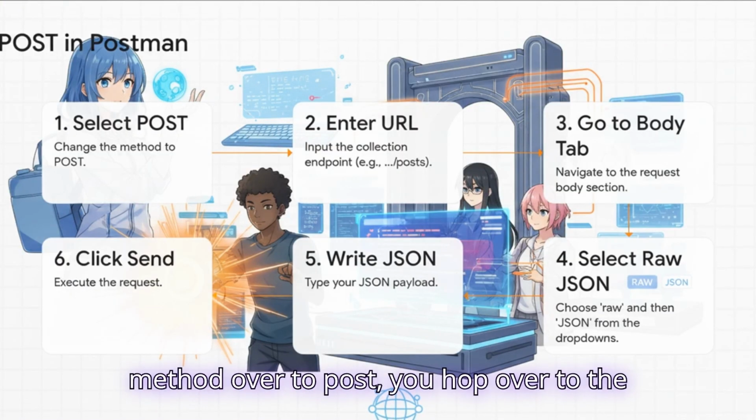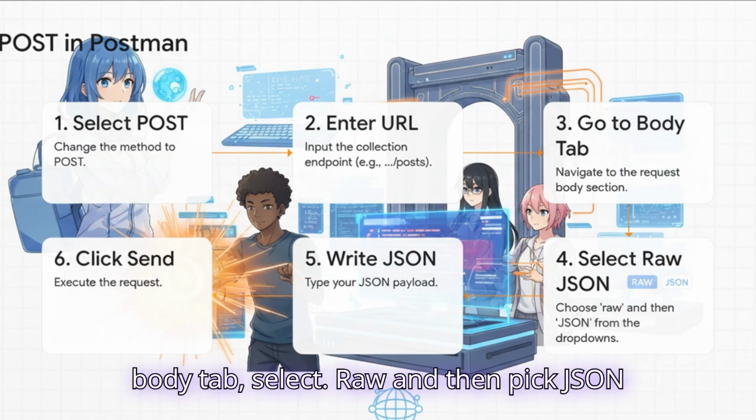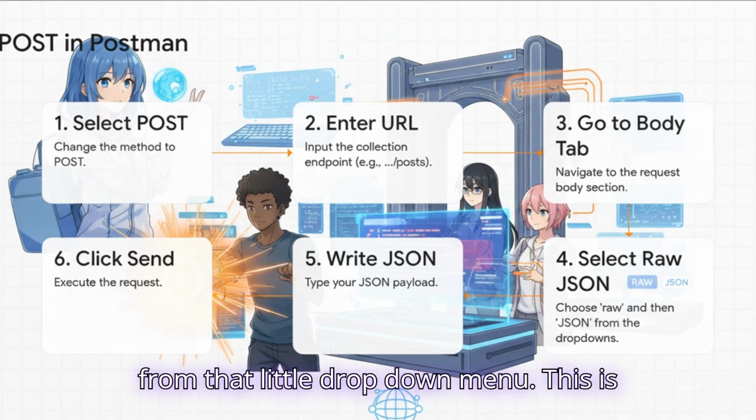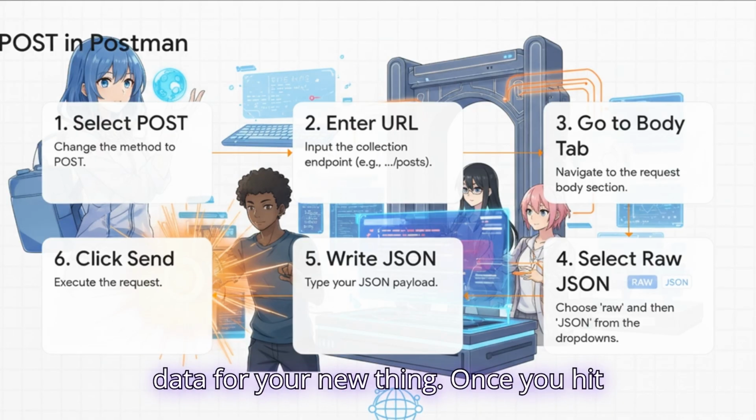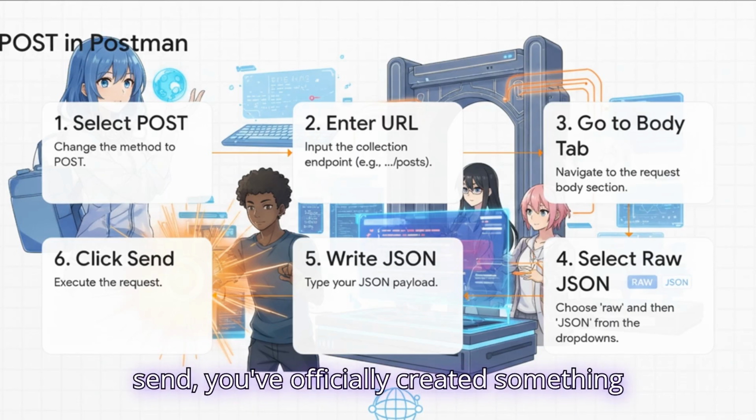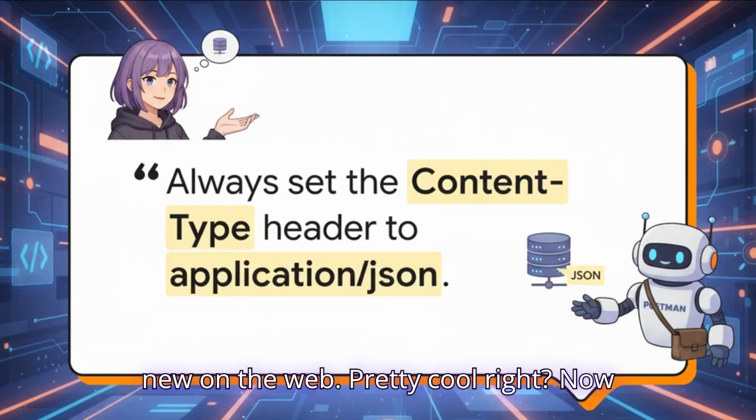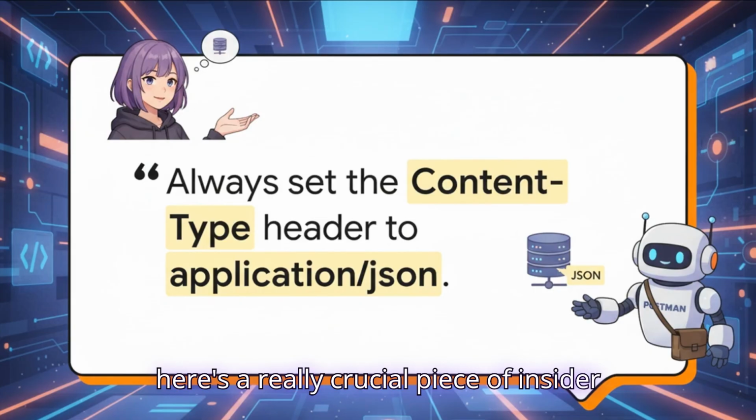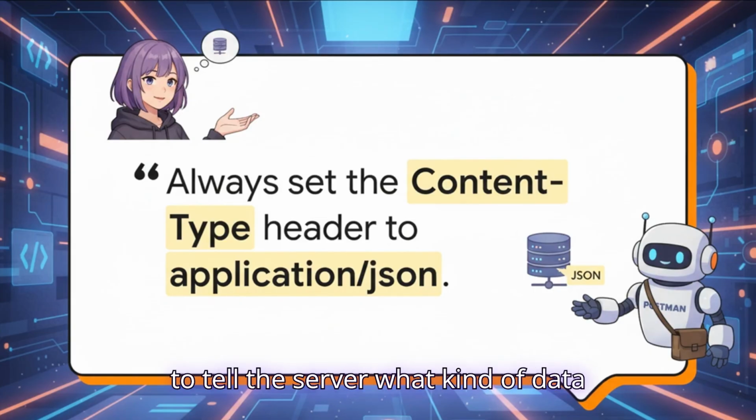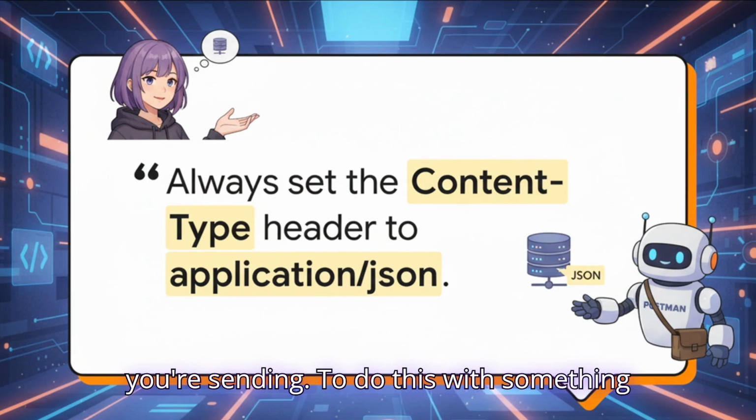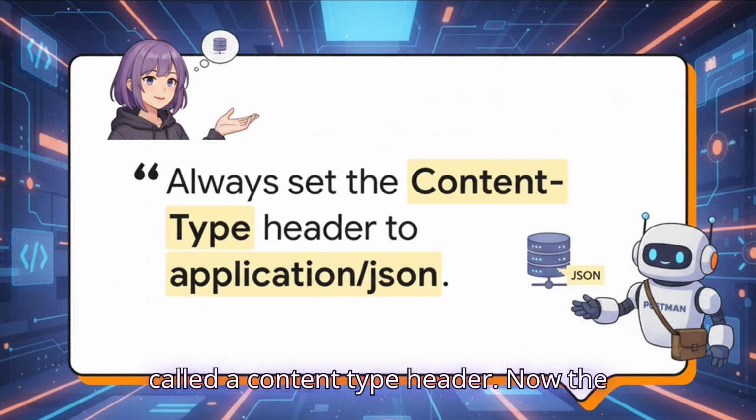You just switch the method over to post, you hop over to the body tab, select raw, and then pick JSON from that little drop-down menu. This is your canvas. It's where you write out the data for your new thing. Once you hit send, you've officially created something new on the web. Pretty cool, right? Now, here's a really crucial piece of insider info. You can't just send data. You have to tell the server what kind of data you're sending. You do this with something called a content type header.